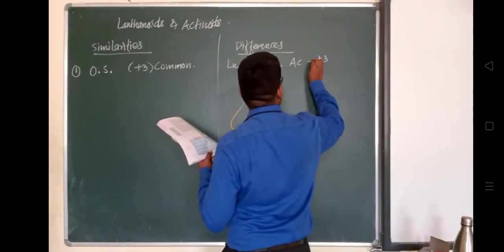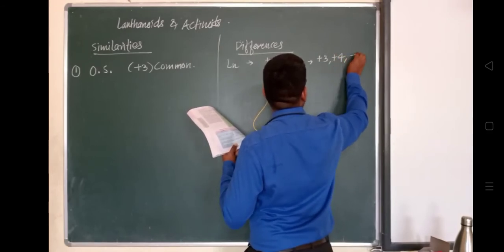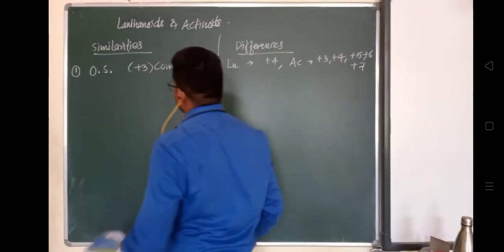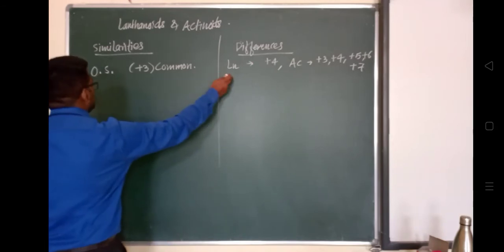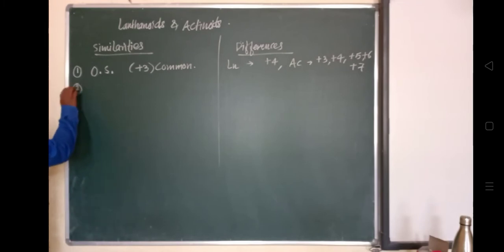Lanthanoid is showing +3, +4 in this way. More oxidation states are shown by actinoids. Now, the next similarity in both the series: f orbitals are filled gradually. If you observe the f orbital, in the case of lanthanoids the 4f orbitals are filled gradually. The filling of these orbitals takes place gradually.